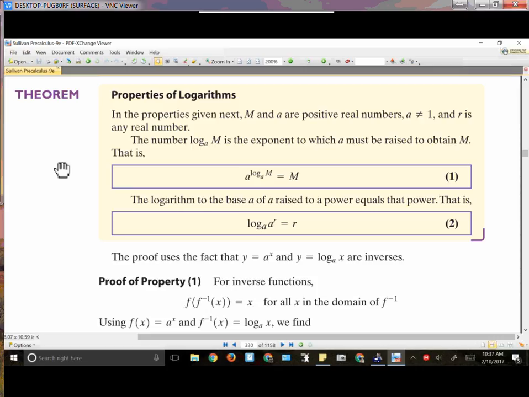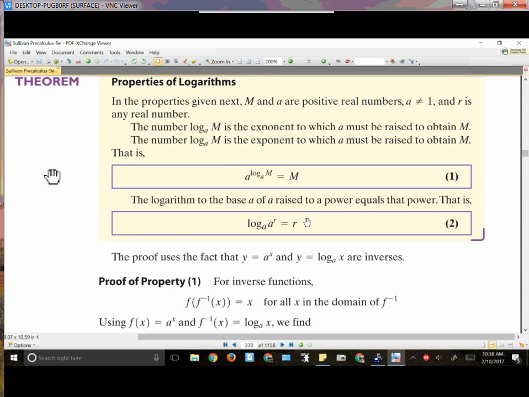Now, these properties that they have here are useful when you end up having to get logarithms written in different forms. A to the log base A of m is just m. Log base A of A to the r is equal to r. It is.